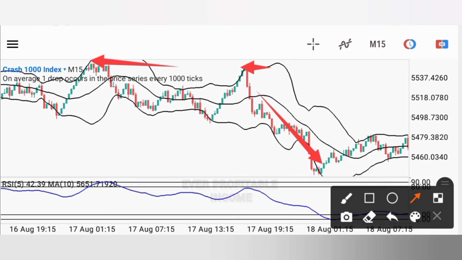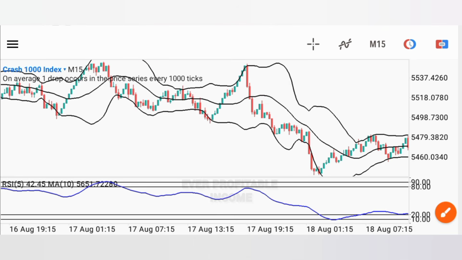Can you see that? It's a crash down. So you have to make use of your support and resistance zone to further solidify your confirmation.